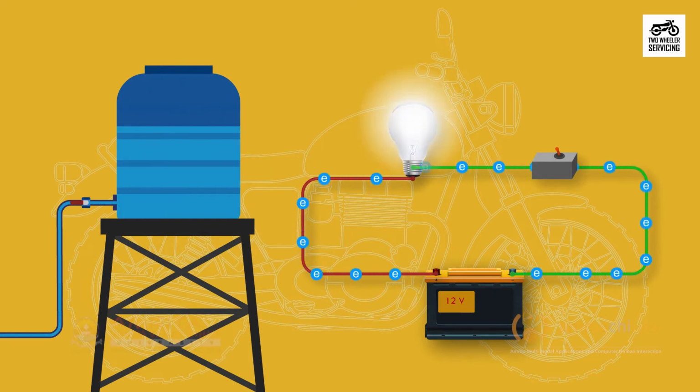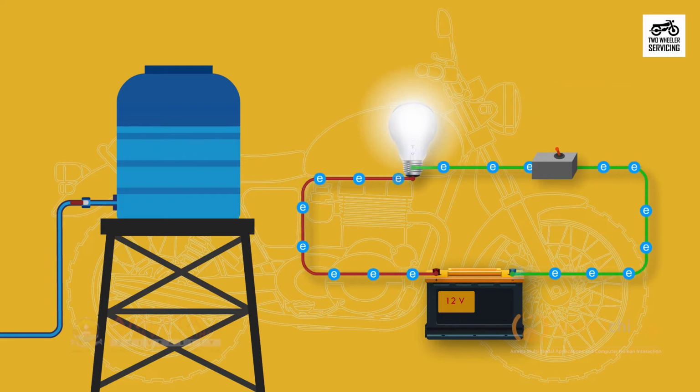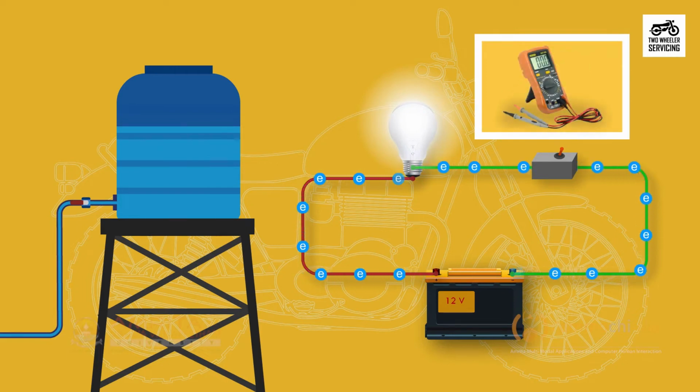Similarly, in an electrical system, voltage is required for the flow of electricity. That means the voltage is the electric pressure that causes the flow of electrons, or the potential difference between 2 points in an electrical field. Voltage is denoted by the letter V. Voltage is measured with the help of a voltmeter or a multimeter, and its unit is volt, denoted by the letter V.